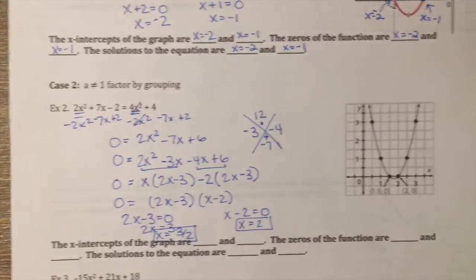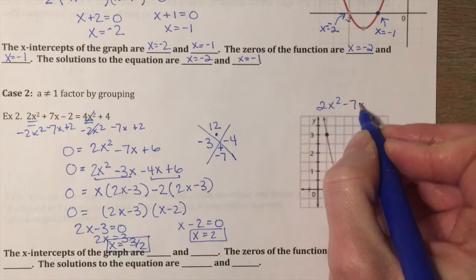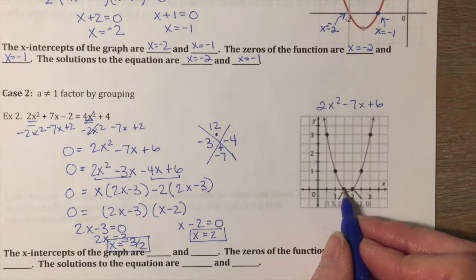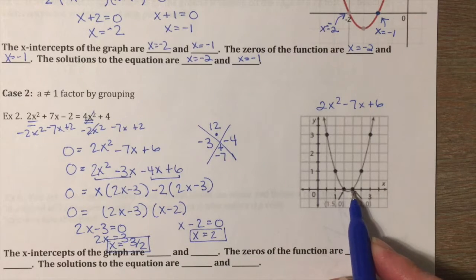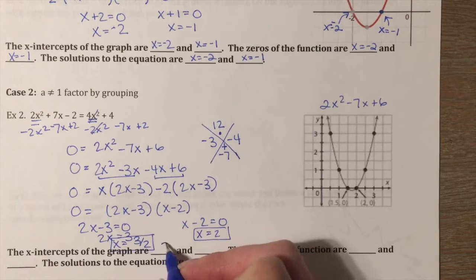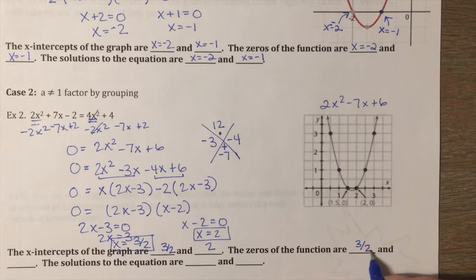And if you notice on the attached graph, which is the graph of 2x squared minus 7x plus 6, you'll notice that I have an x-intercept at 3/2, which is also 1.5, and you'll notice I have an x-intercept at 2. So those are my two x-intercepts, 3/2 and 2. My zeros are also at x equals 3/2 and 2, and my solutions were x equals 3/2 and x equals 2. It would be fine to write that as 1.5 as well.